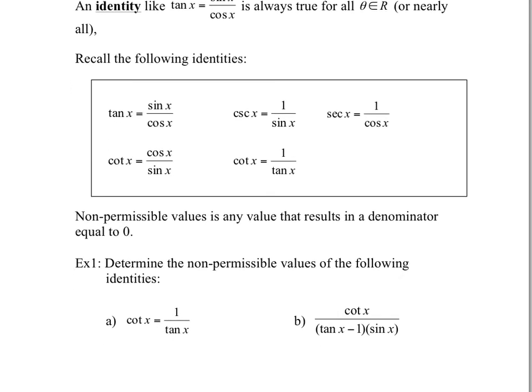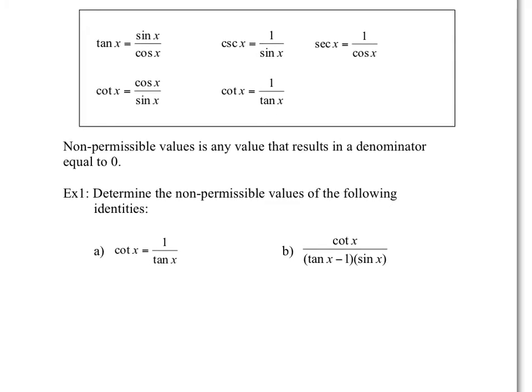Alright, so recall the following identities. We already learned some of them from the reciprocal trig functions. Here tan x equals sine x over cos x, we knew that one. Cosecant x is 1 over sine, secant x is 1 over cos, cotan x is cos over sine, and cotan is 1 over tan. Alright, so let's first look at the non-permissible values.